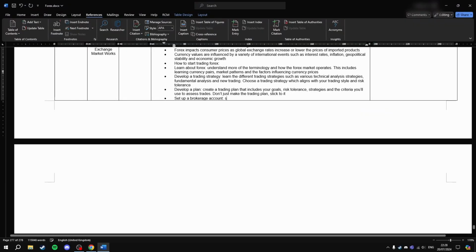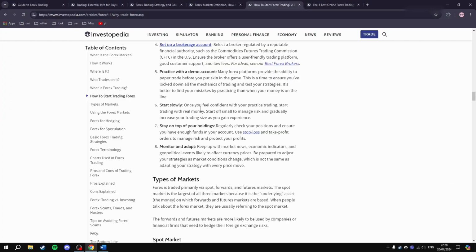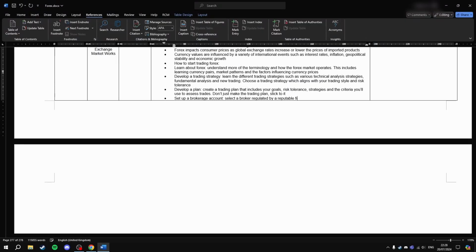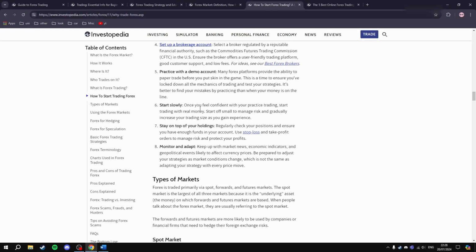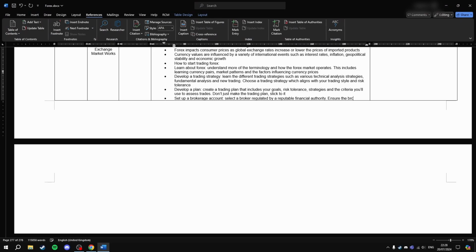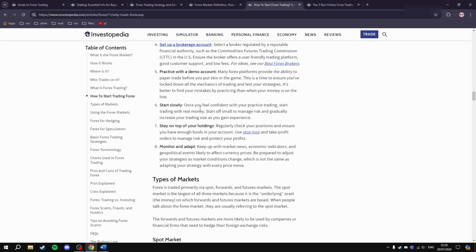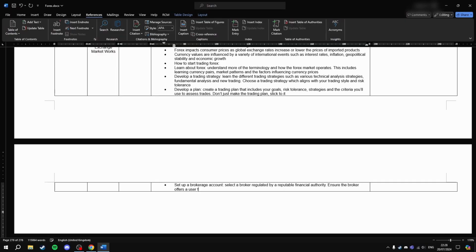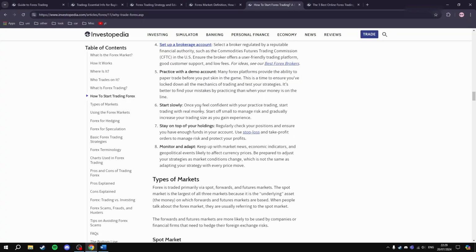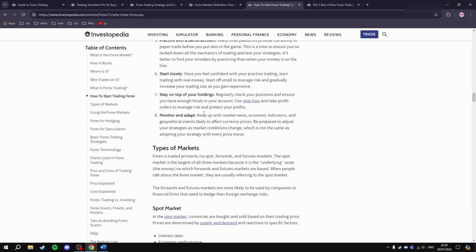So select a broker regulated by a reputable financial authority. Ensure the broker offers a user-friendly trading platform, good customer support, and low fees. Practice with a demo account.